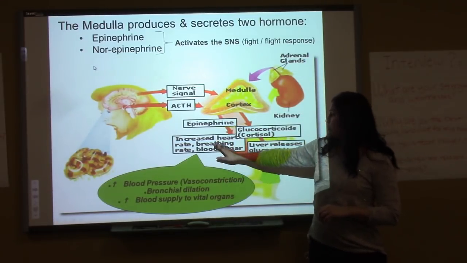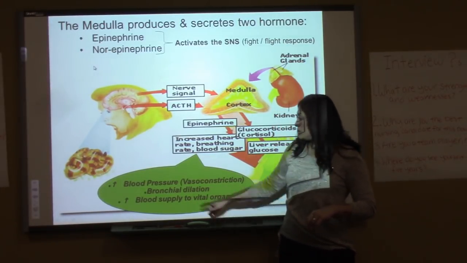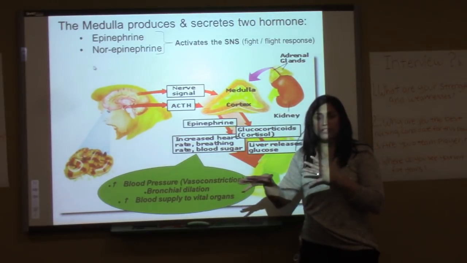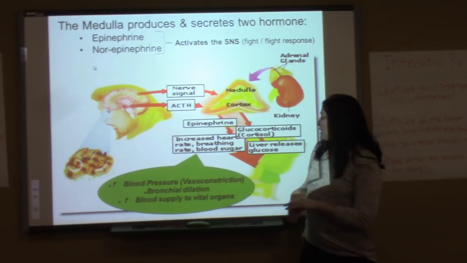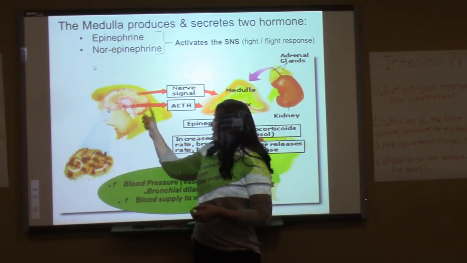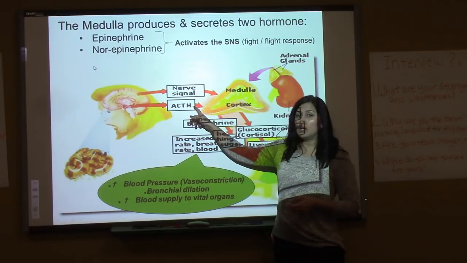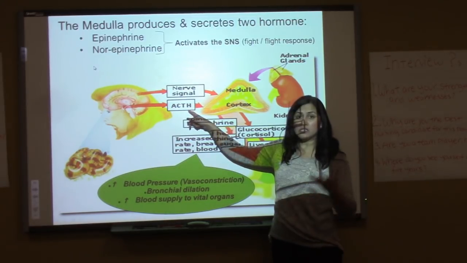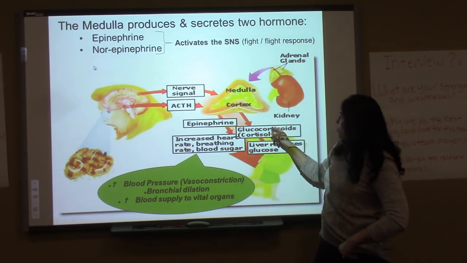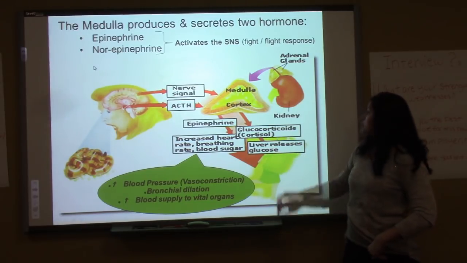What do epinephrine and norepinephrine do? They increase heart rate, breathing rate, and blood sugar levels. They increase blood pressure via vasoconstriction. They cause the bronchi to dilate, and they cause blood supply to be diverted toward the vital organs. So that is the adrenal medulla. But of course, what else happens? That stressful situation causes ACTH to be released from the anterior pituitary, which in turn causes the adrenal cortex to release cortisol. And cortisol will cause your liver to release glucose.